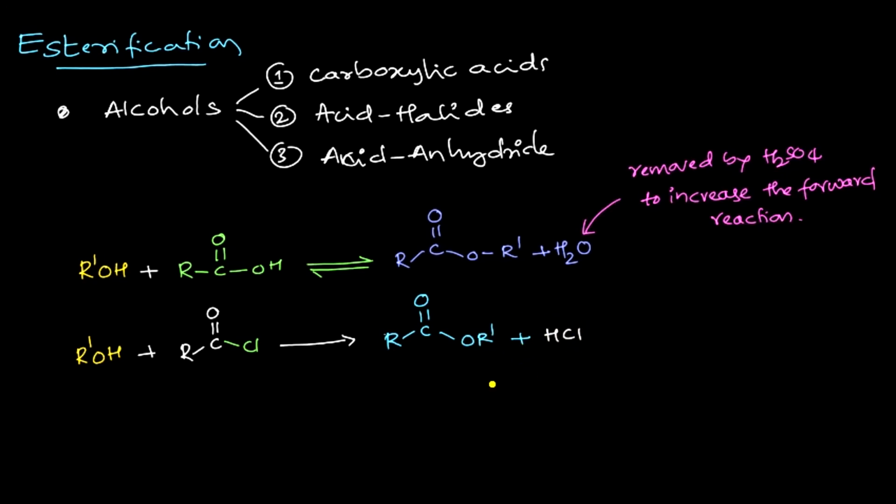Again this HCl interferes with the reaction of the ester and takes it back to the reactant side, and therefore removal of this HCl is very important, and to remove that we use pyridine. Basically it is a base. Pyridine is a base, and when you add pyridine, it removes the HCl, which increases the rate of the forward reaction.